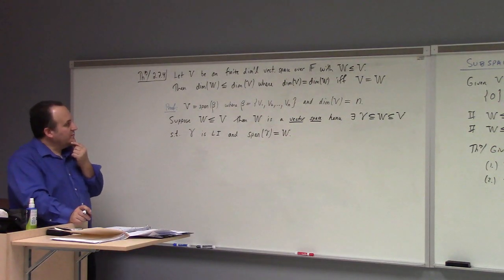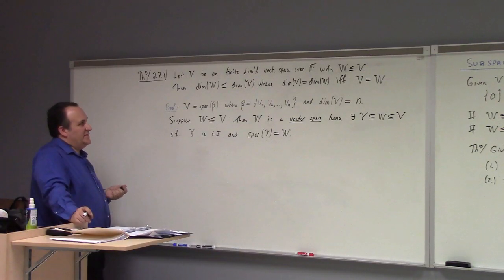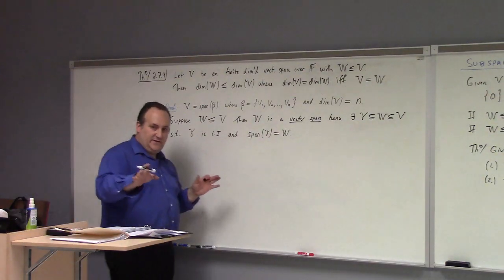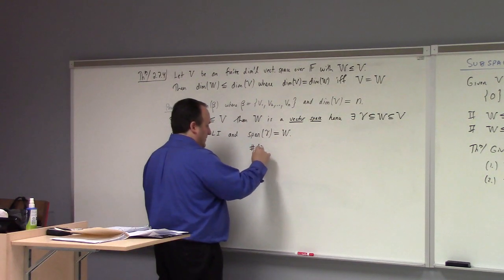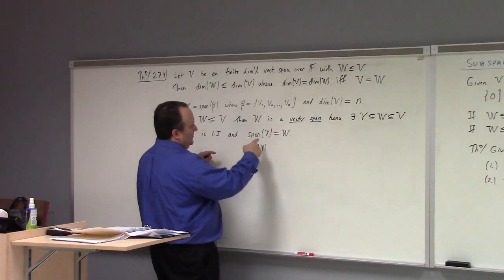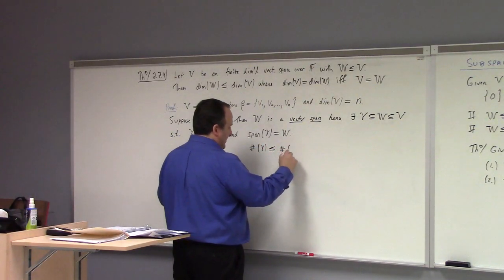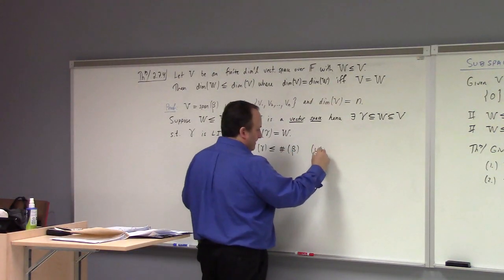So why should it be the case that the dimension of W is less than or equal to the dimension of V? Specifically, about the things on the board I have. You said it a second ago, it's the cardinality, right? So the number of things in gamma, we'd like to argue that the number of things in the basis for W has to be less than or equal to the number of things in the basis for V, right? The question is why?